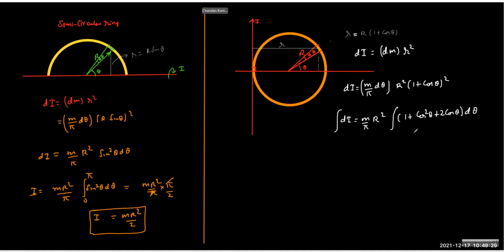The last term will be zero, because if you integrate cos theta from 0 to pi, oh, not only 0 to pi, 0 to 2 pi, yeah. Or you can do it from 0 to pi and then multiply by 2, because the half above and the half below will be the same. So that is also possible. We can do it in many varieties of ways.